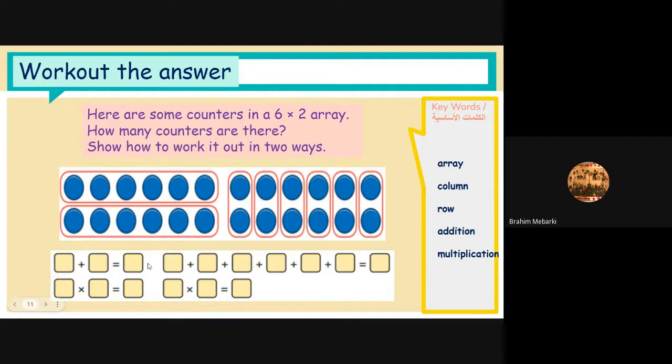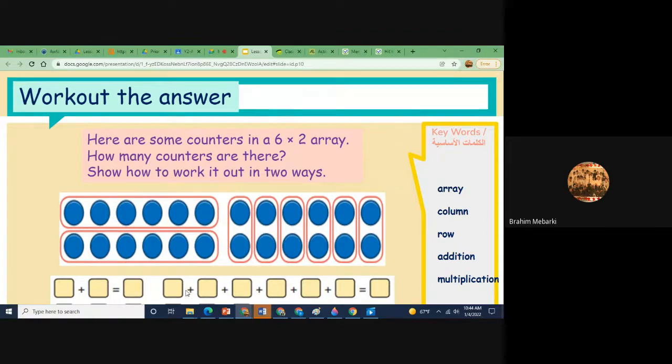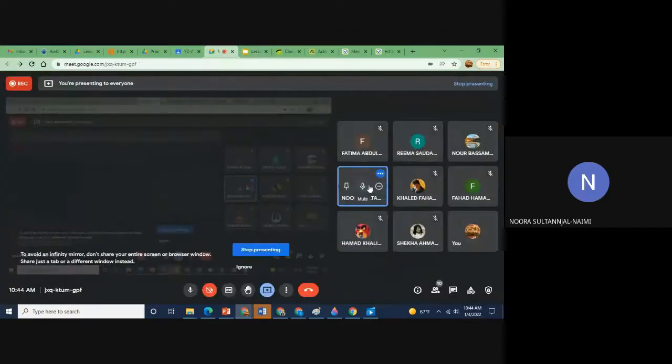You write addition. You see this is an array. You write it as a repeated addition, and you write it as a multiplication. The same thing, this one. The 2 is repeated 6 times. So you write 2 plus 2 plus 2 6 times, and you write it as a multiplication statement. Okay?